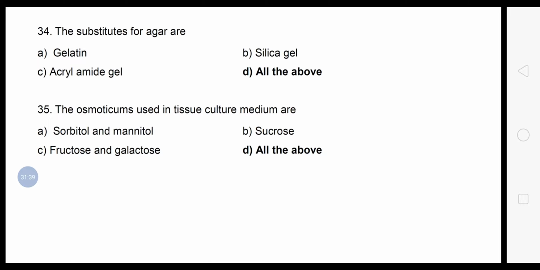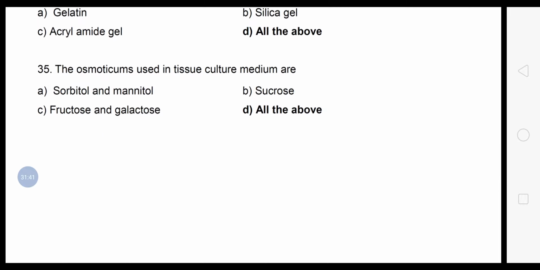The osmoticums used in tissue culture medium are sorbitol, mannitol, sucrose, fructose, galactose. What are these? Osmoticum.